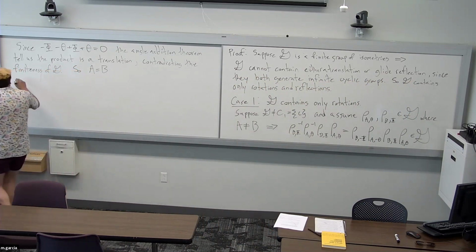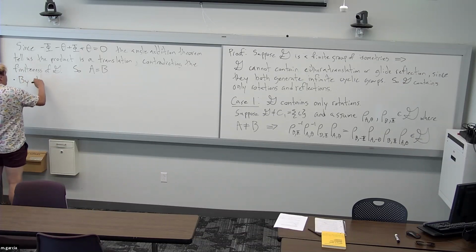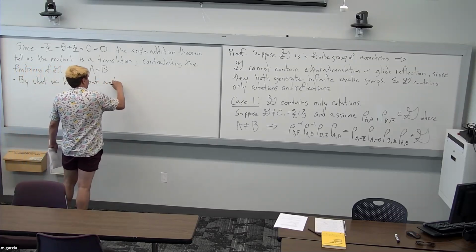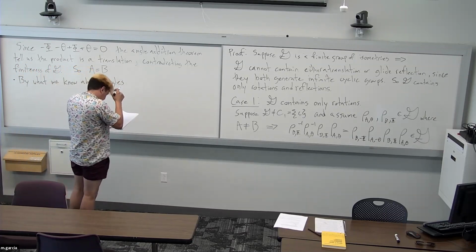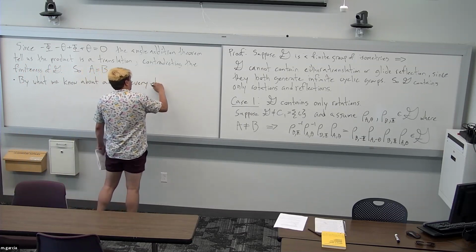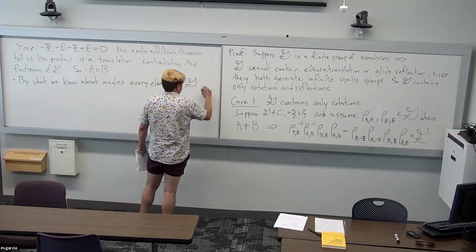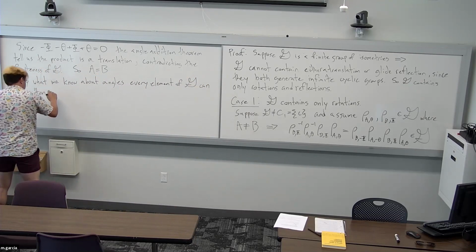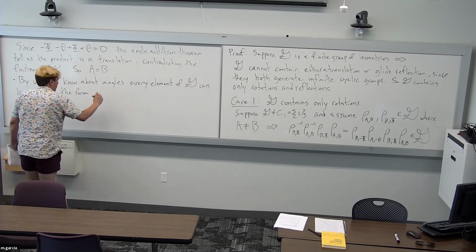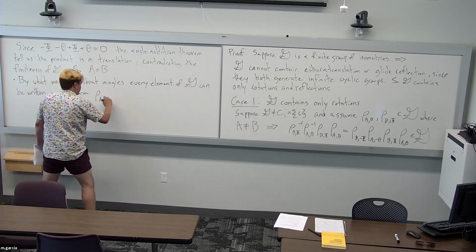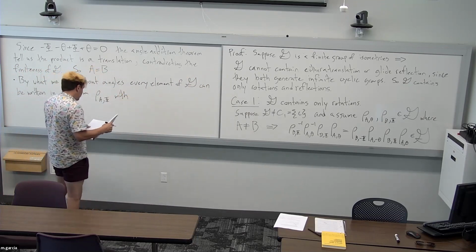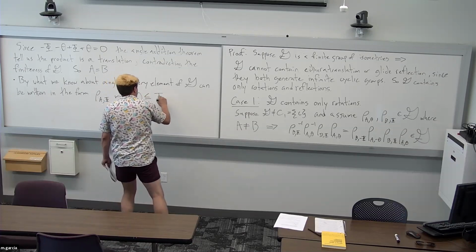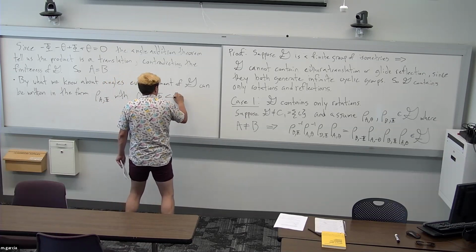Let me claim the following. By what we know about angles, every element of G can be written in the form rho sub a comma phi, with, of course, phi greater than or equal to 0 and strictly less than 360.